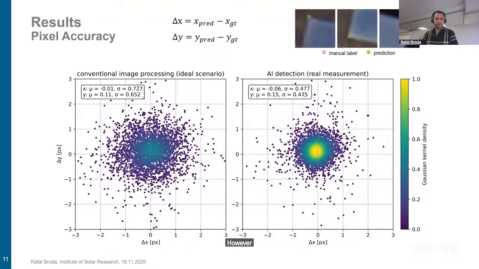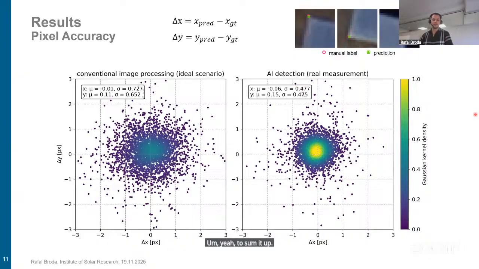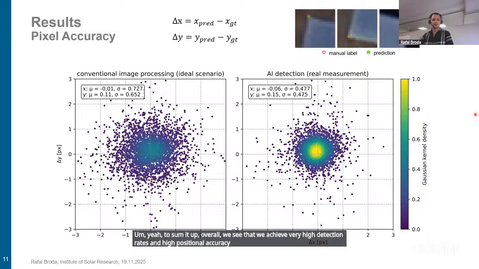However, we also have to note here that part of these small deviations can also be attributed to manual labeling. So the error of 0.5 pixels is, I would say, a good guess, because manual labeling also introduces additional uncertainty. We could see this partly here because it's not always easy to match the correct corner. To sum it up, overall, we see that we achieve very high detection rates and high positional accuracy here.